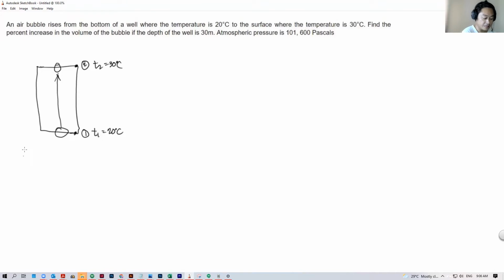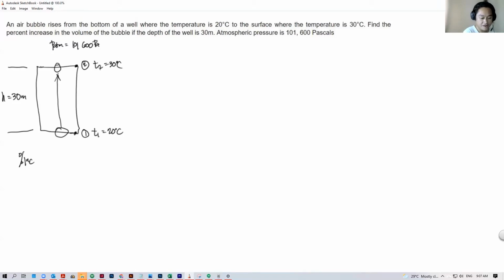Now we are to find the percent increase in terms of volume of the bubble if the depth of the well is 30 meters. So the depth should be from point 2 to point 1, and we denote this by h. This is 30 meters. So that's the depth. We're also provided that the atmospheric pressure is 101,600 pascals.